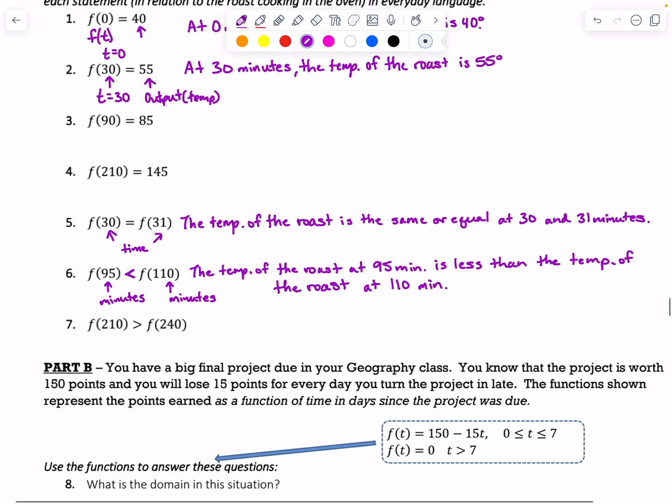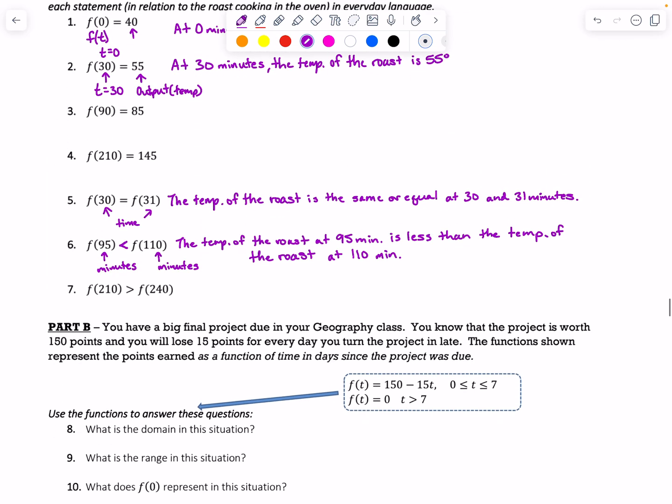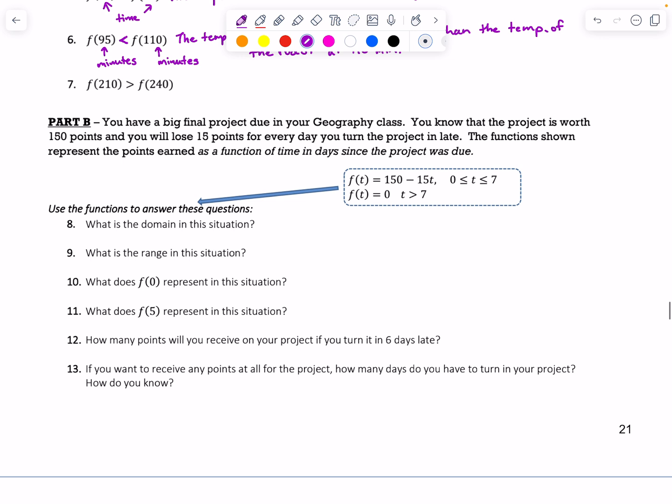All right, so that's enough of my filling in part A. I want you to try to fill in the rest. Then part B, let's take a look at this example.